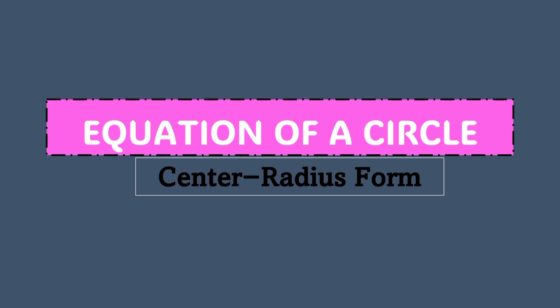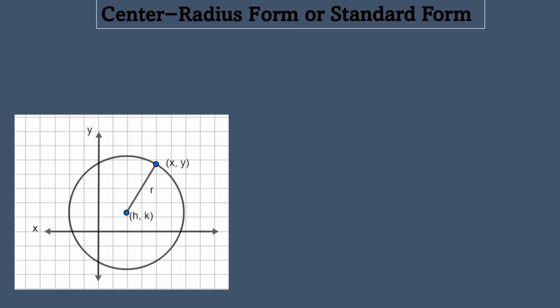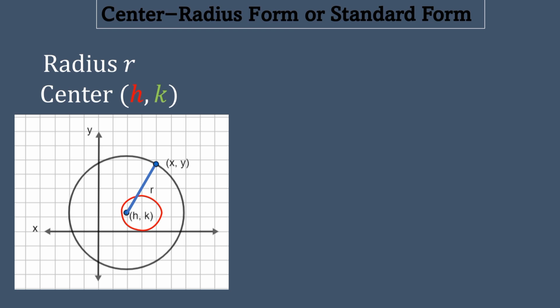In this video, I will be showing you how to write the equation of a circle given the center coordinates and the length of a radius of a circle. In writing the equation of a circle in center-radius form, we need the length of the radius and the coordinates of the center. (h, k) represents the coordinates of the center. r is the length of the radius.